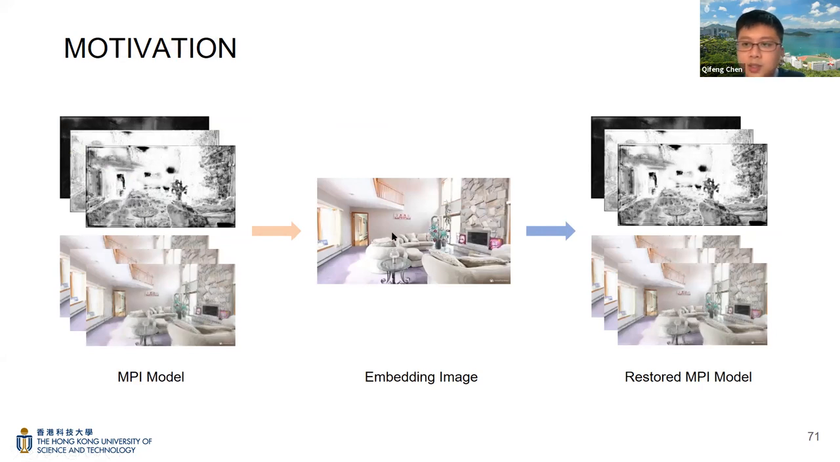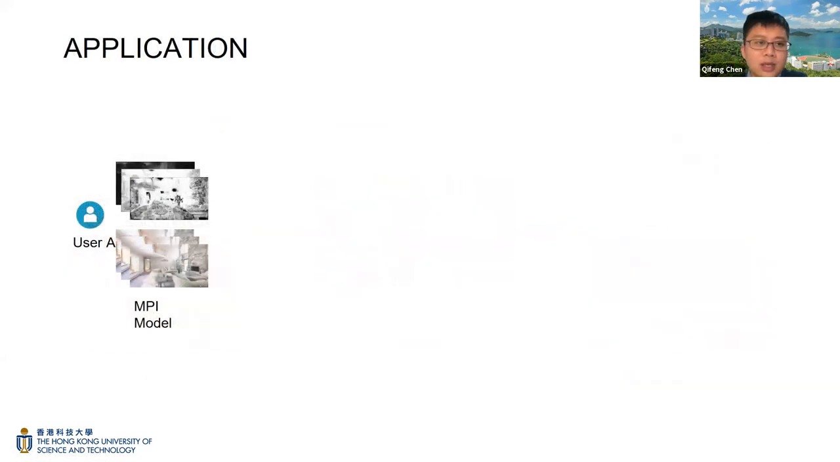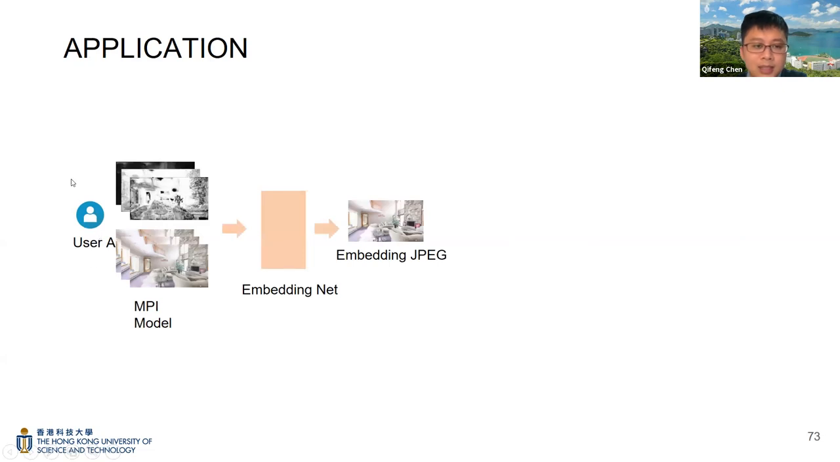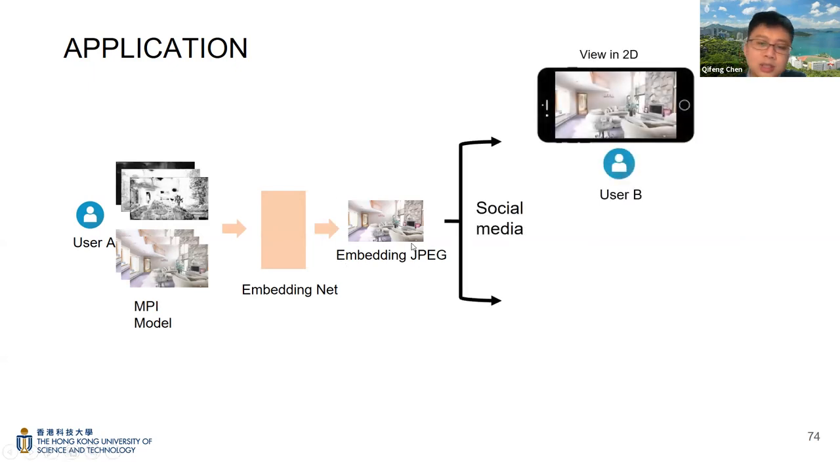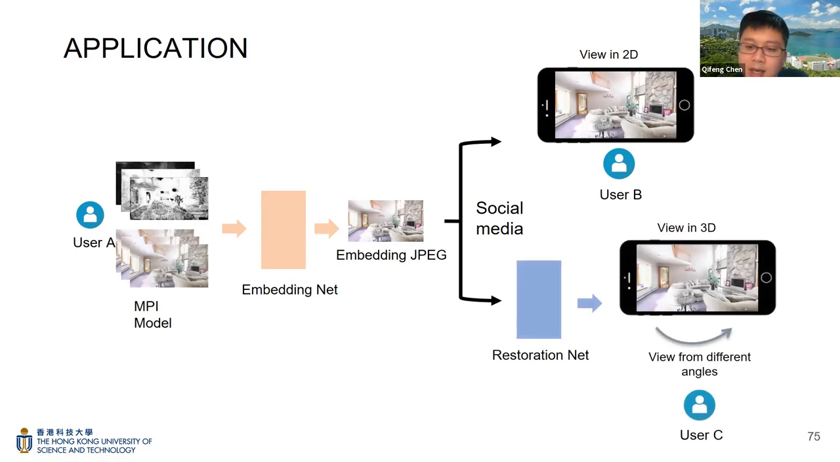After we have such a framework, for user A, we can embed a novel view synthesis model in a single JPEG image. And then after we share it on the internet, on social media, if user B doesn't have the corresponding decoding software or plugin, you will see a natural image. If they have the plugin, they can view this image in 3D.